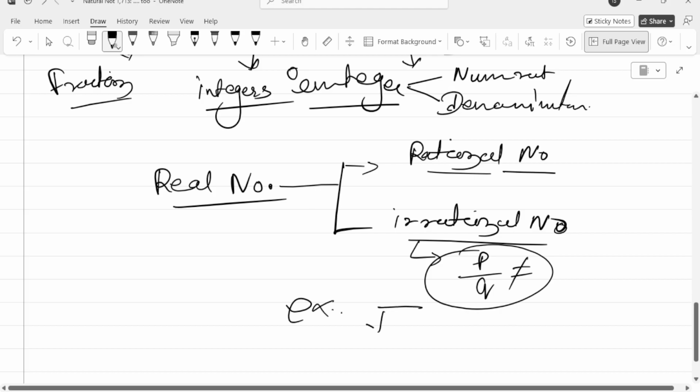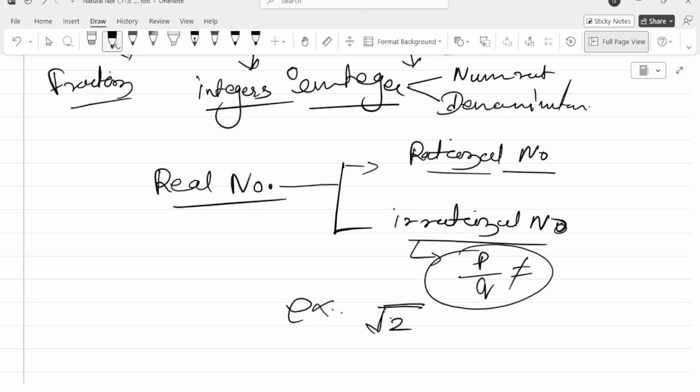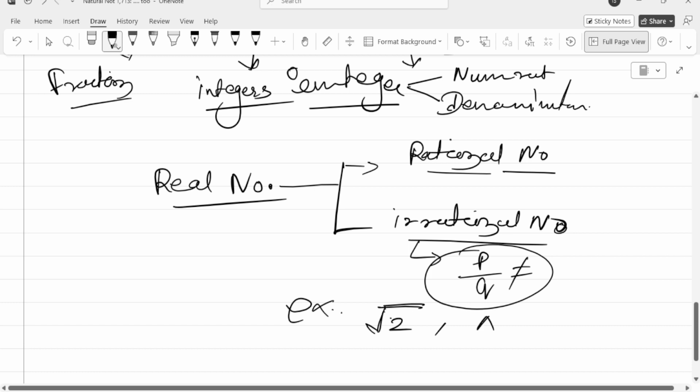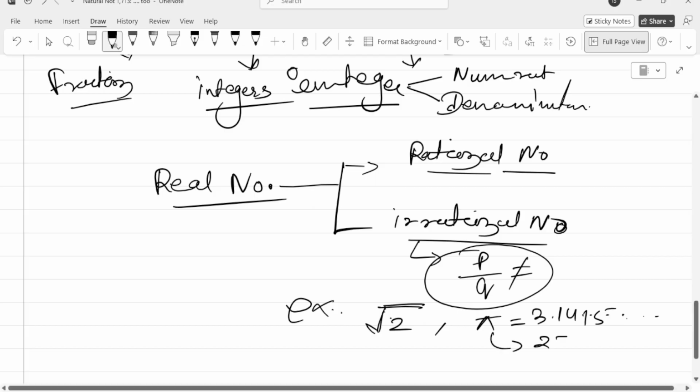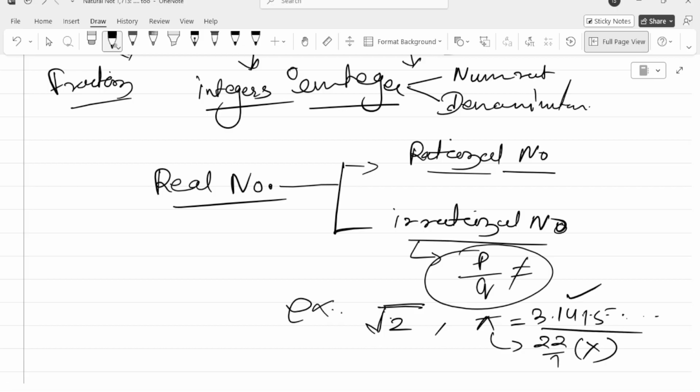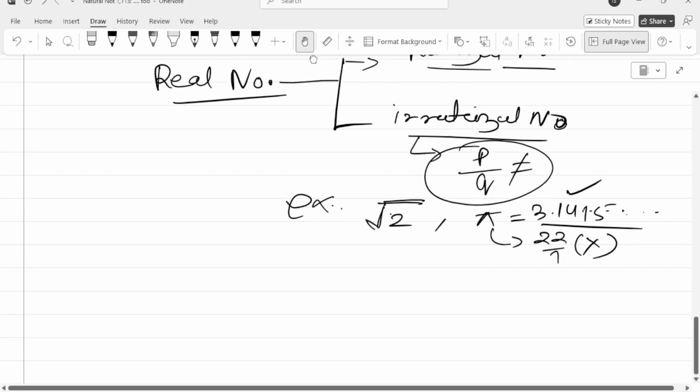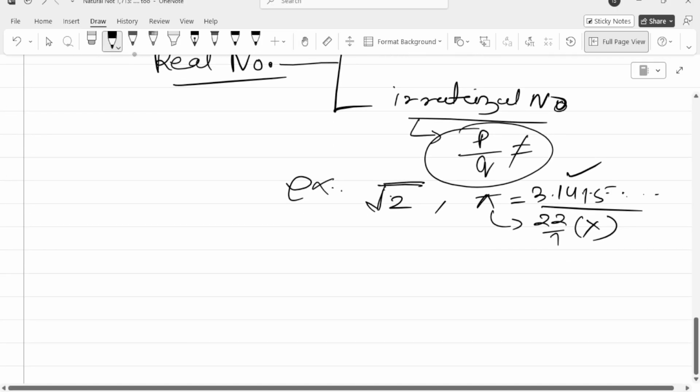What's an example? Here the example is a number under a root where there is no factor that can go outside the root. Pi is 3.1415 and so on. For easy calculation we use 22 upon 7, but that's not the actual value. Here is the actual value: pi is 3.1415 and so on. So we can understand easily what the actual value is. Now we have discussed all these numbers.